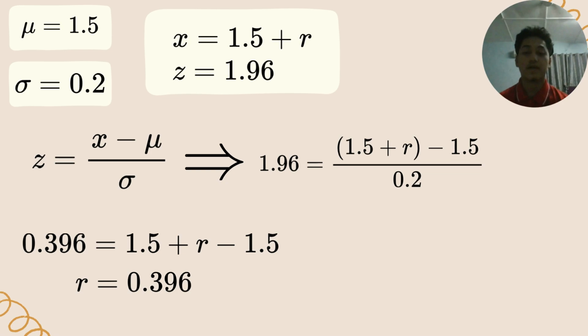Next, after we get the value of z, which is 1.96, we use the formula of z, which is x minus mean over standard deviation. When we put in the information given in the question, we can get the value of r, which is 0.396.